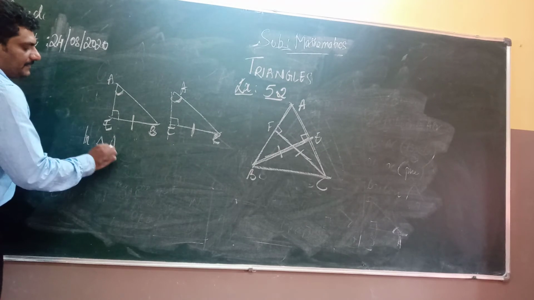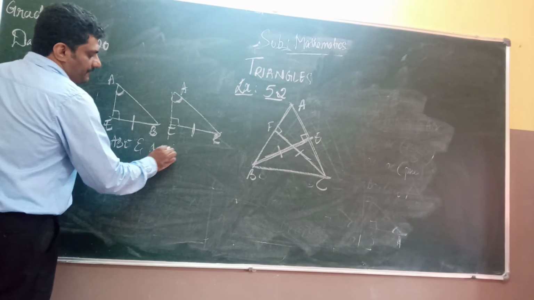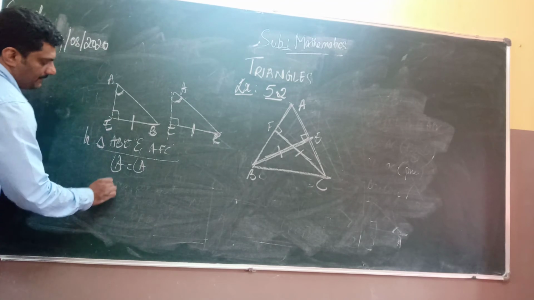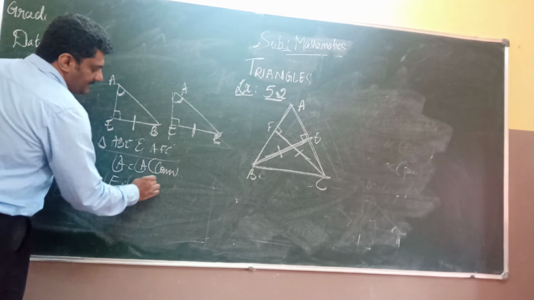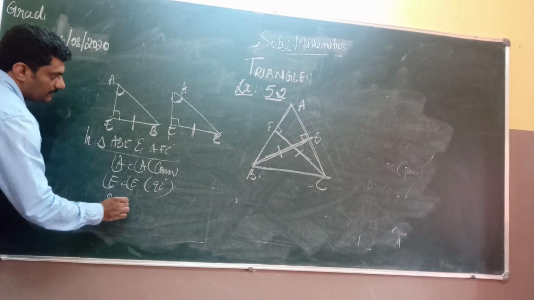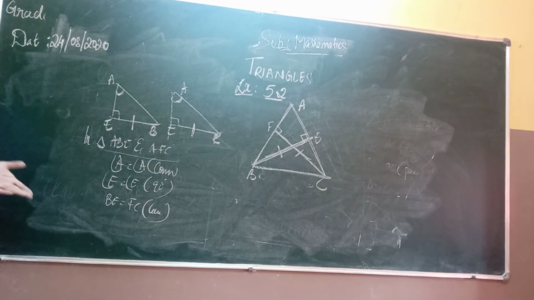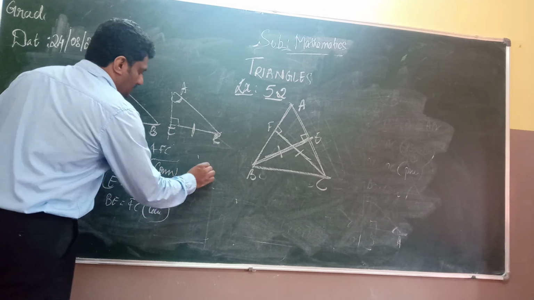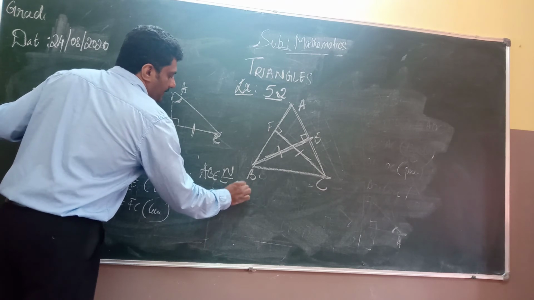In triangles AEB and AFC, angle A is equal to angle A, angle B is equal to angle E. What is the reason? This is common, this is 90. And then BE is equal to FC. This is given. This is given. Angle, side. Therefore, triangle ABE is congruent to AFC.